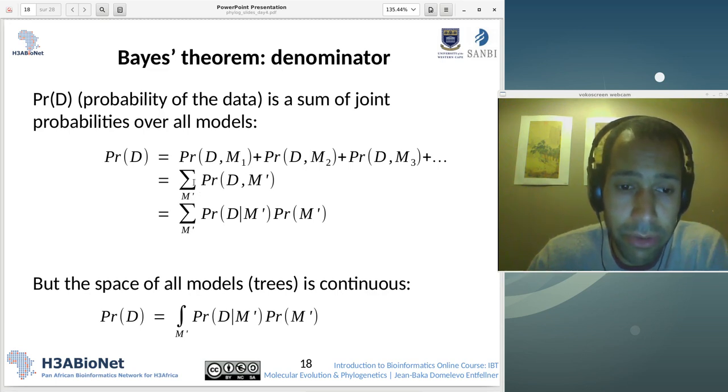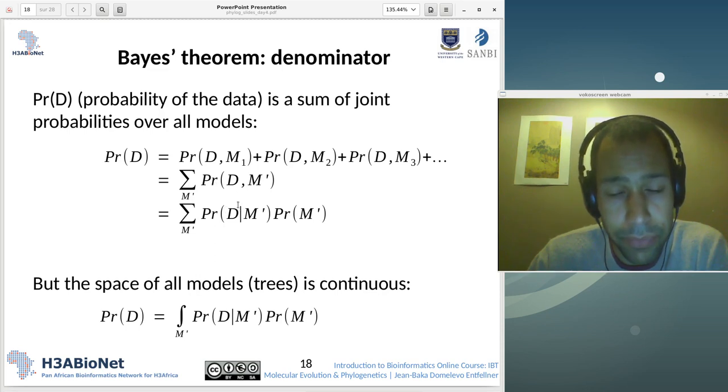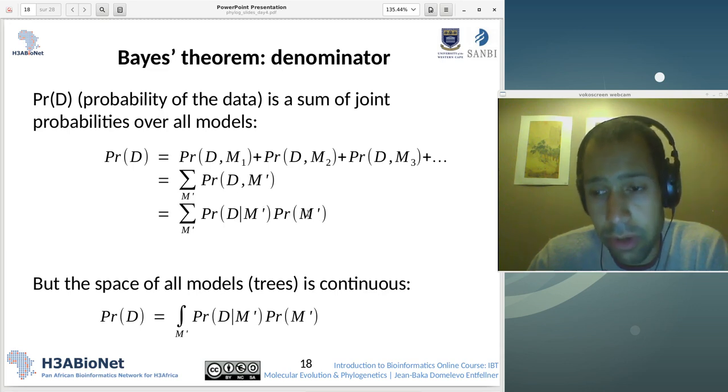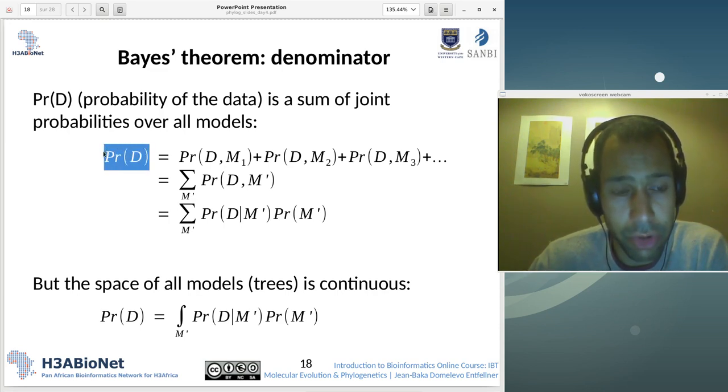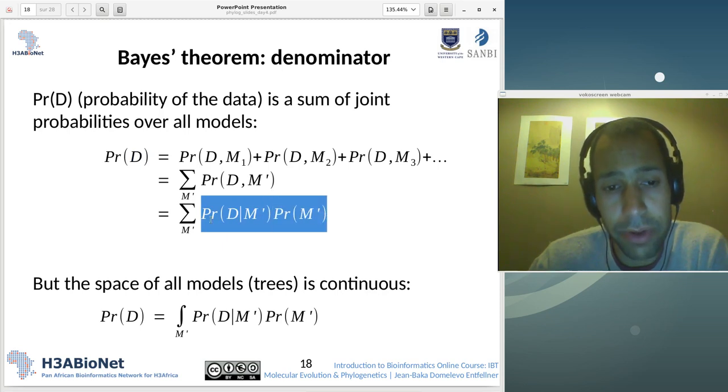And using a trick, you can also rewrite this as the sum of the probability of D conditional on the model M prime times the probability of the model M prime. And this trick is simply applying the Bayes theorem, okay? From this to that. So we have expressed the probability of the data as a sum because we had no clue how to calculate this, but now we express it as a sum of these kinds of terms.